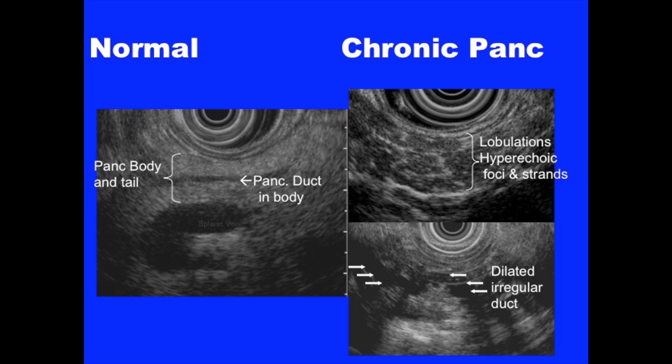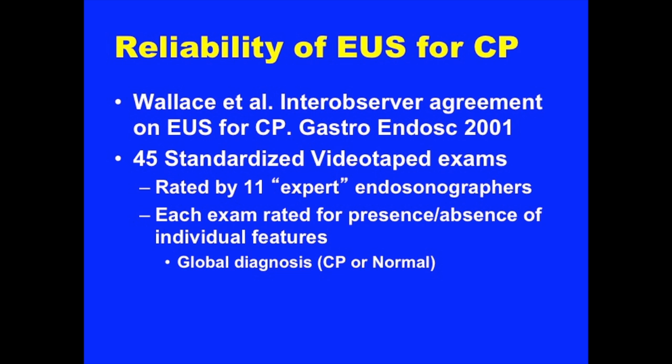The problem across the nation is that people are different in their calls on the minor criteria. And this has led to a lot of problems with potential overdiagnosis using endoscopic ultrasound.